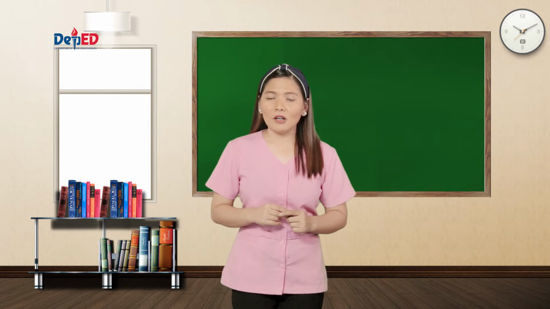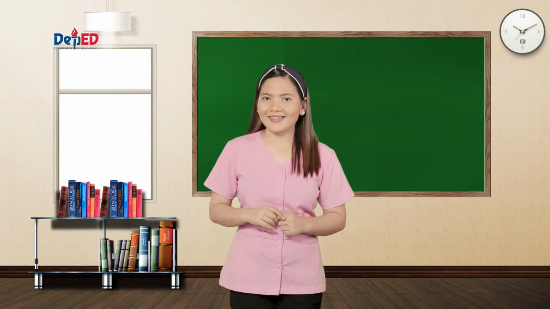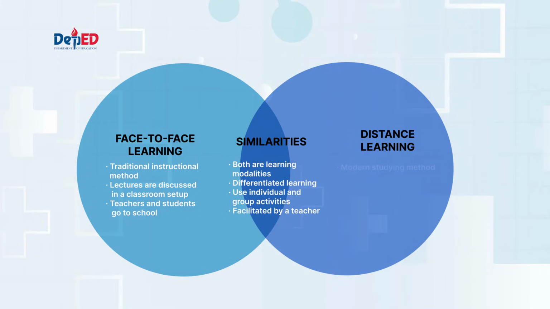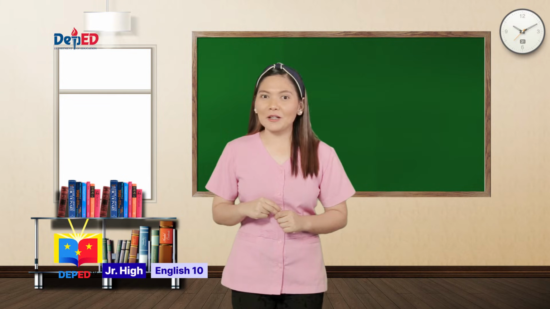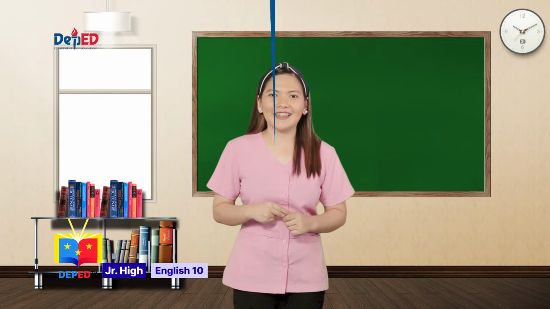On the other hand, face-to-face learning is a traditional instructional method where the teaching and learning process happens in a classroom setup. Teachers and students are obliged to come to school. While distance learning is a modern studying method in which lessons are broadcasted in media and/or classes are conducted over the internet. This does not require teachers and students to attend school. There we have it, a Venn diagram that contains similarities and differences between face-to-face and distance learning.